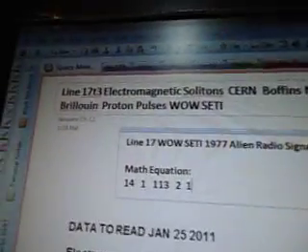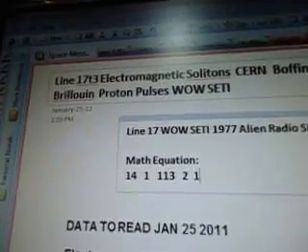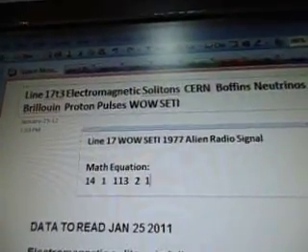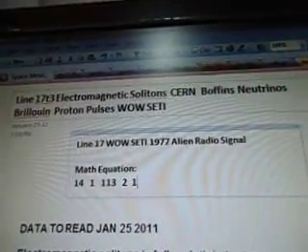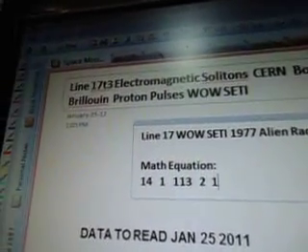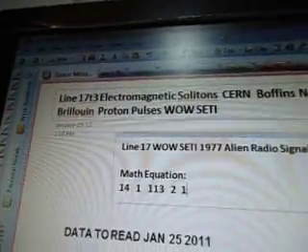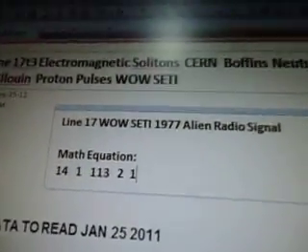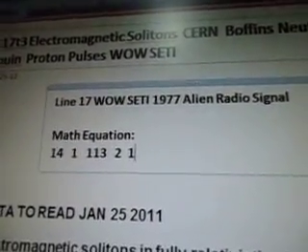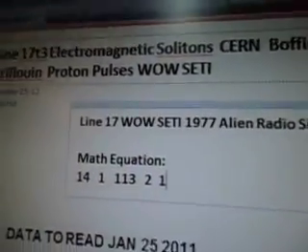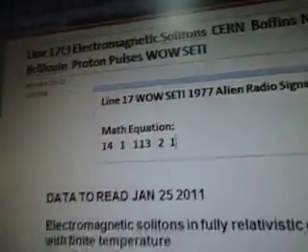Okay, now we're on to line 17t3, Electromagnetic Solitons CERN, Boffins, Neutrinos, Brillouin, Proton pulses while SETI. Part 100. This is based on the line 17 WOW SETI alien radio signal. The math equation is 14, 1, 113, 2, and 1.